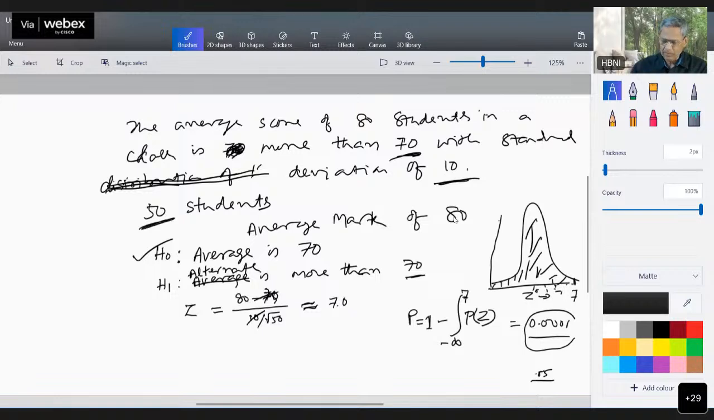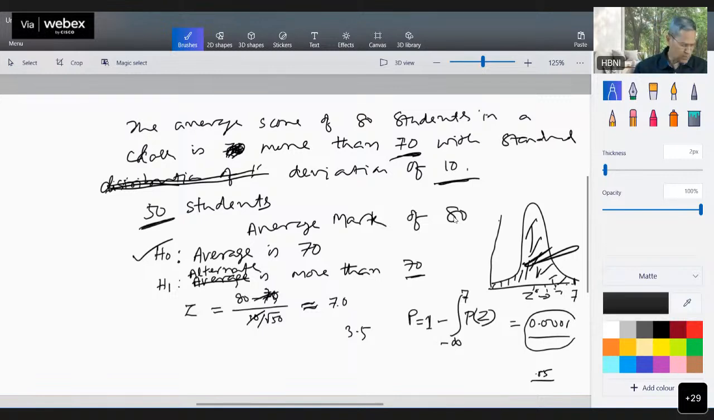Okay, it will reduce to half, so it will be 3.5. That means you are going more towards the inside of your Z distribution. At that time your probability will be more than 0.5%, and in that case you will not be able to reject the null hypothesis. Then you will say, okay, my average is 75. So this is something like this.